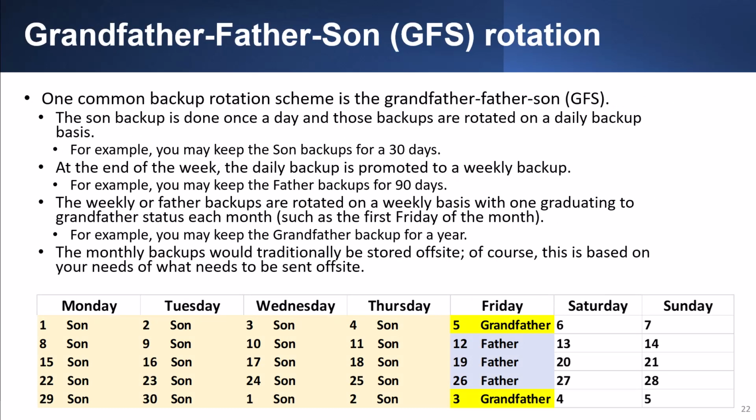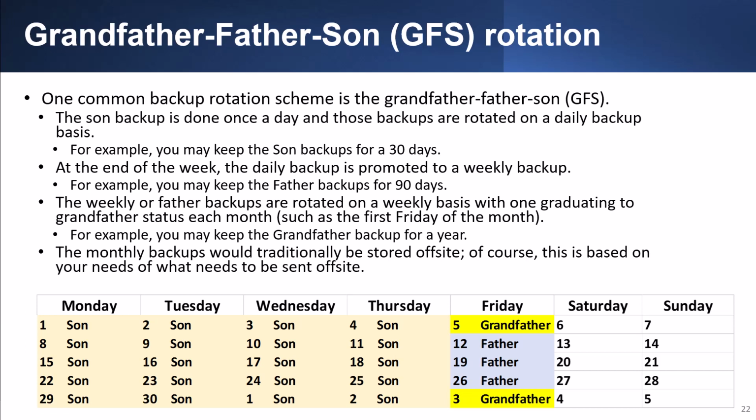One common backup rotation scheme is the grandfather, father, son, or GFS. The son backup is done once a day, and those backups are rotated on a daily backup basis. For example, you may keep the son backups for 30 days. At the end of the week, the daily backup is promoted to a weekly backup. For example, you may keep the father backup for 90 days.